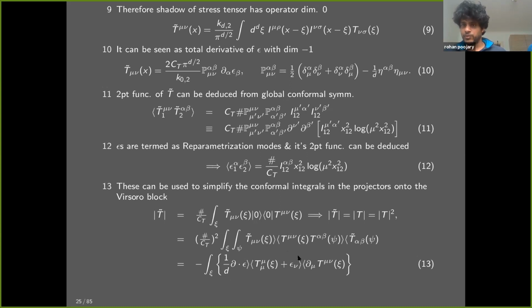Now the plus sign in between is basically like there are two different projectors. The first projector in the last line, in this equation 13, is like the divergence of epsilon, and the other is the trace of the stress tensor plus epsilon mu del mu T. So this basically tells you that you can use the Ward identity of the stress tensor to get rid of this integral.